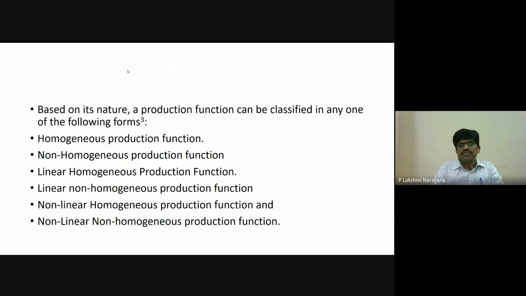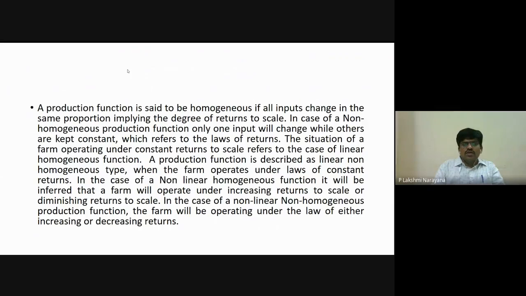So based on its nature, a production function can be classified in any one of the following forms. The six forms are there. One is homogeneous production function. Second is non-homogeneous production function. Third is linear homogeneous production function. Fourth is linear non-homogeneous production function. Fifth is non-linear homogeneous production function. And sixth is non-linear non-homogeneous production function. So you can explain what are the types of production.